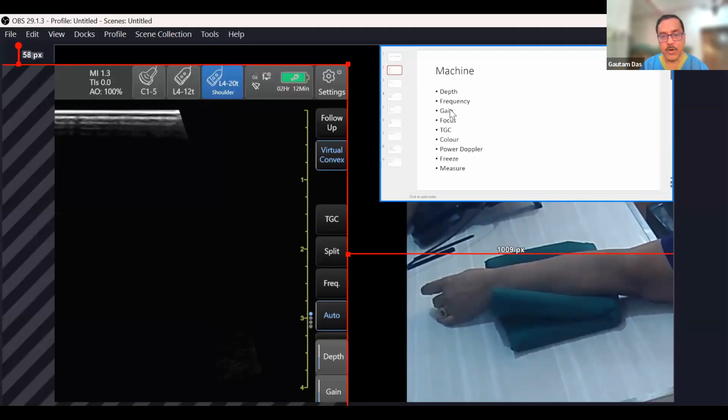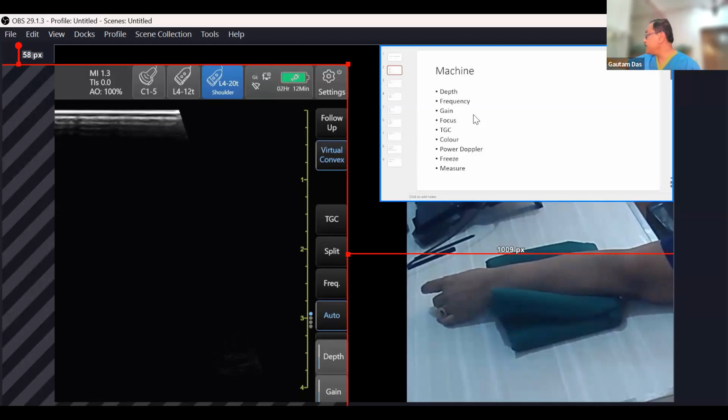Then there is your gain. Already Suspa has told the details about it. Gain means overall increasing the brightness. Like with any picture, when you are changing the picture, you are increasing or decreasing the gain, meaning increasing the overall brightness.